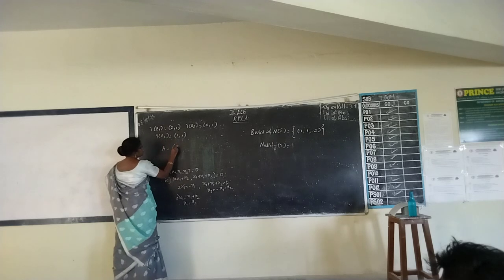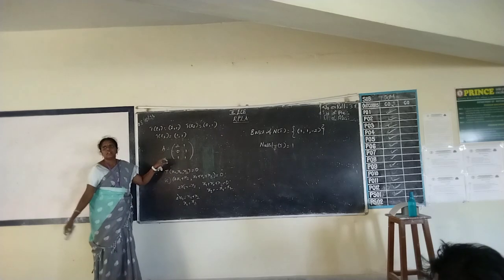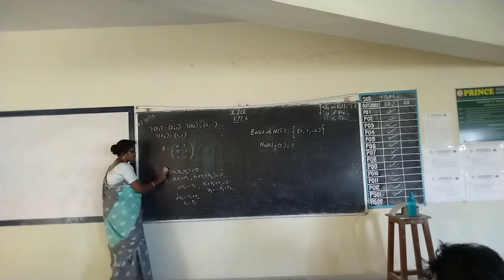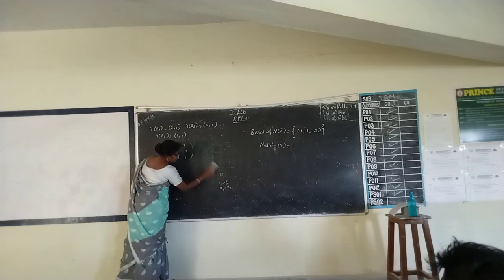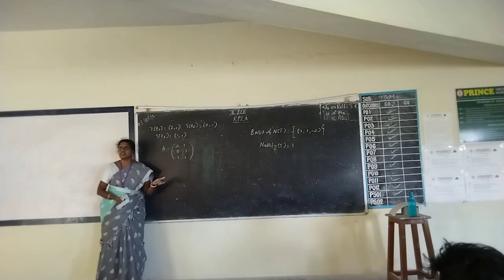So first image 2, 1. Second one 0, 1. Last one 1, 1. Now you have to reduce this matrix to an echelon form. What is echelon form? Make as many numbers as 0.